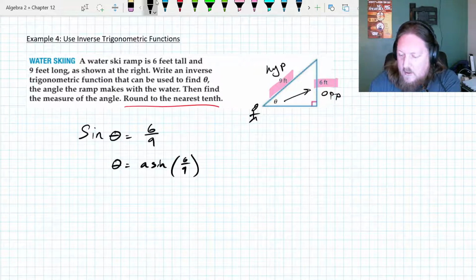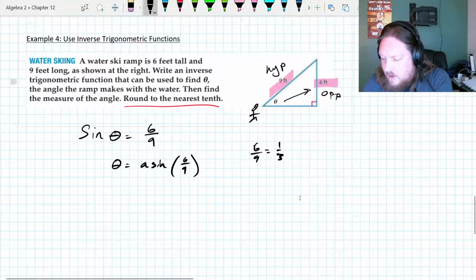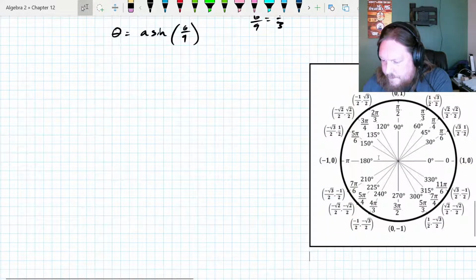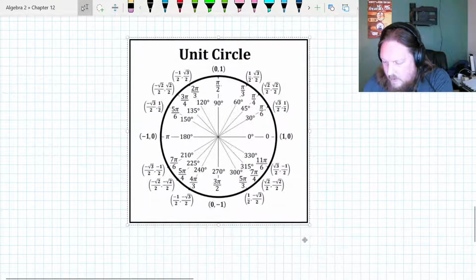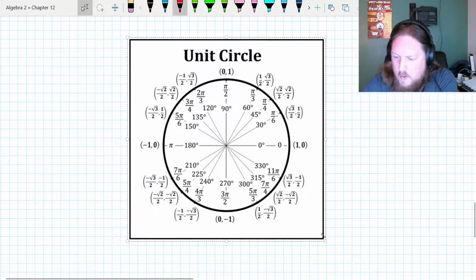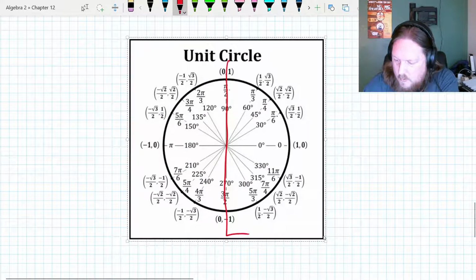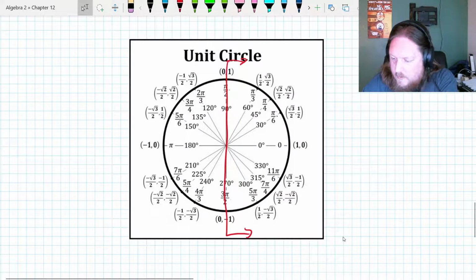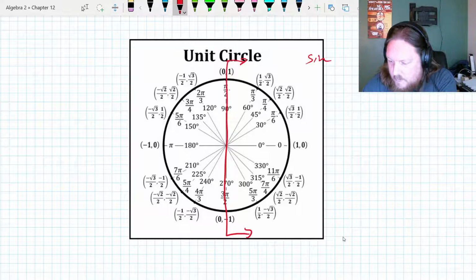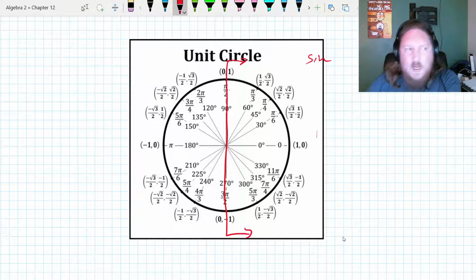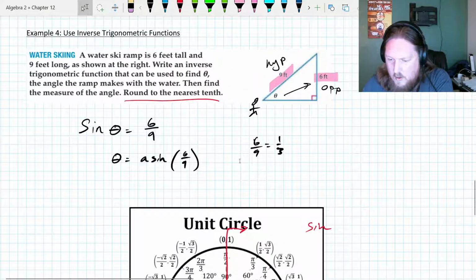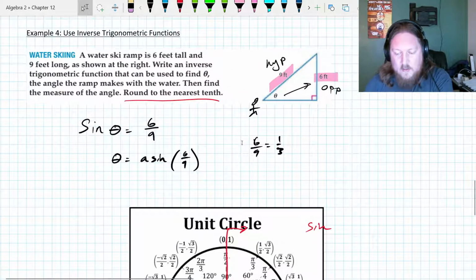And one thing I could do here, 6/9 reduces down to 2/3. I can check my unit circle here real quick. Do I have a 2/3 anywhere on the right half here? Because that's where all the principal values of sine are. I got 1/2, √2/2, √3/2, 1. No, I don't have any 2/3s anywhere. So dang, I can't use my unit circle. I'm just going to have to plug that in the calculator.